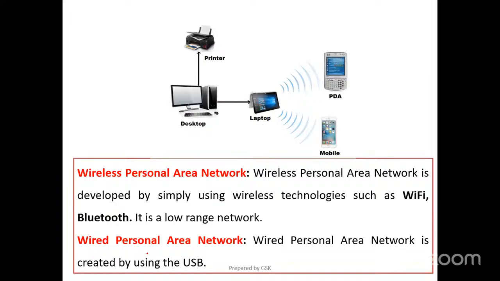Just by seeing this image, you can understand it easily. For example, I have the mobile, I have the laptop. I think you know that you can share the data from mobile to laptop also. That type of network is also called PAN, personal area network. And here we have two types of PANs again: wireless personal area network and wired personal area network.